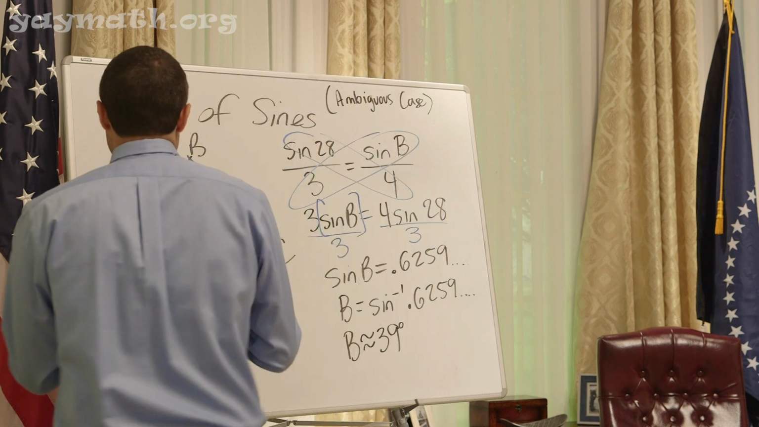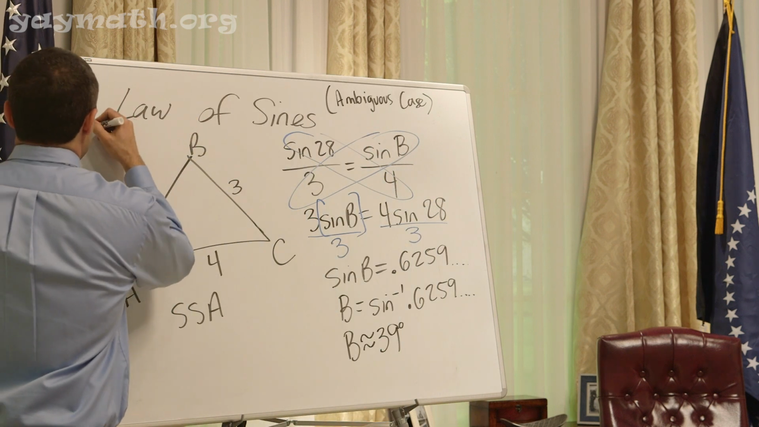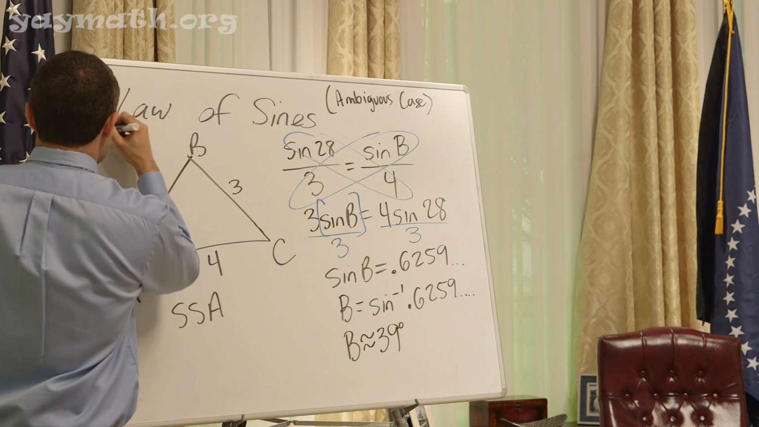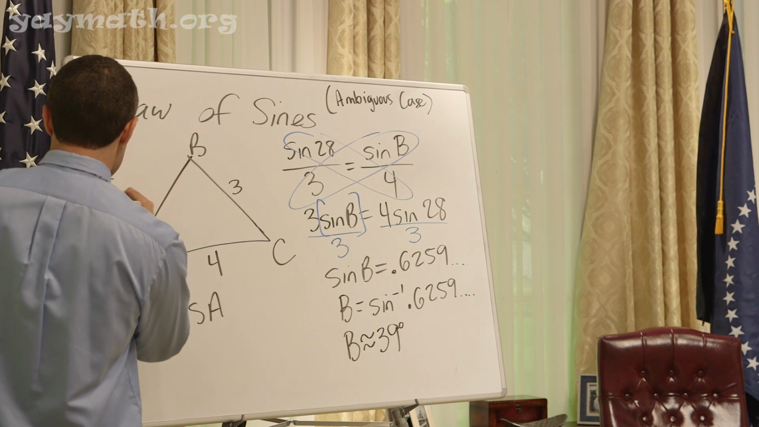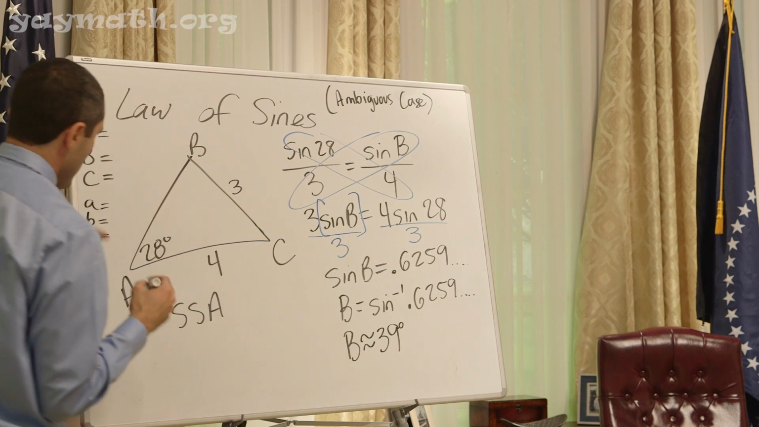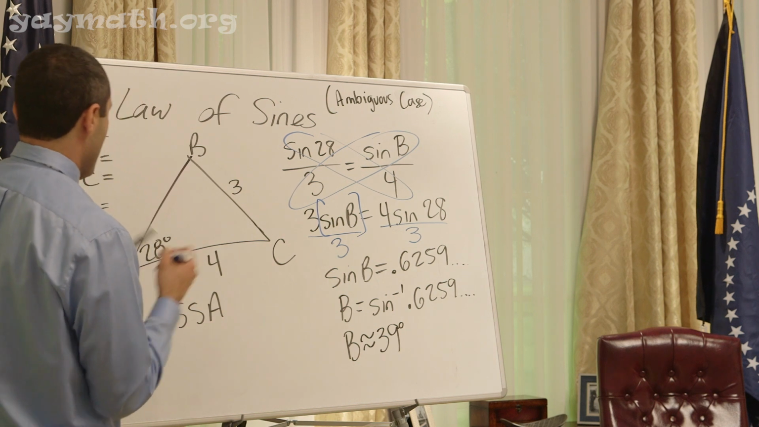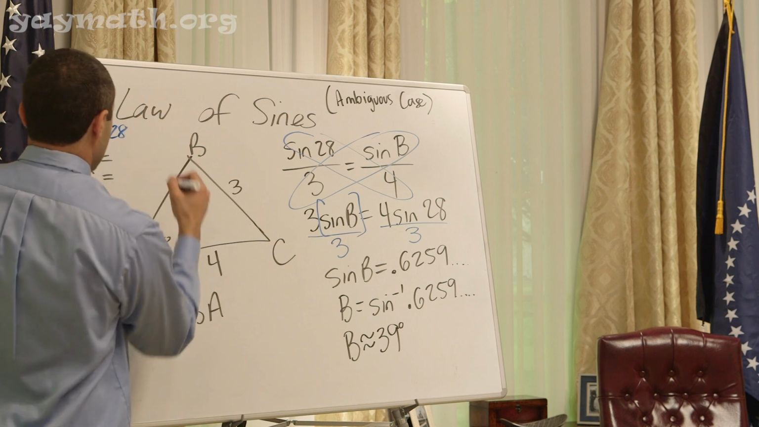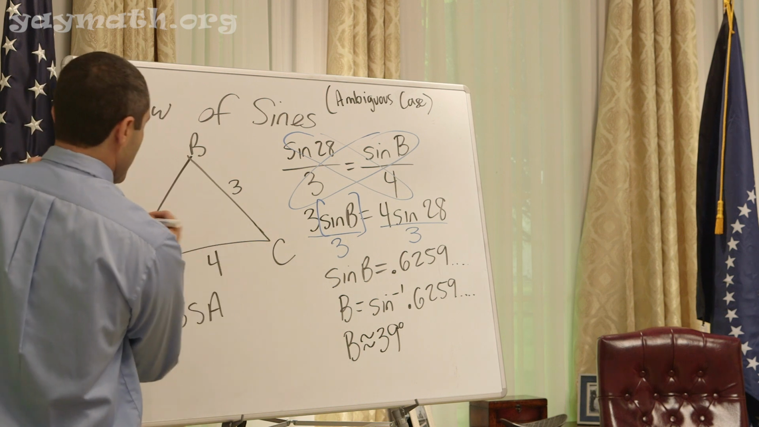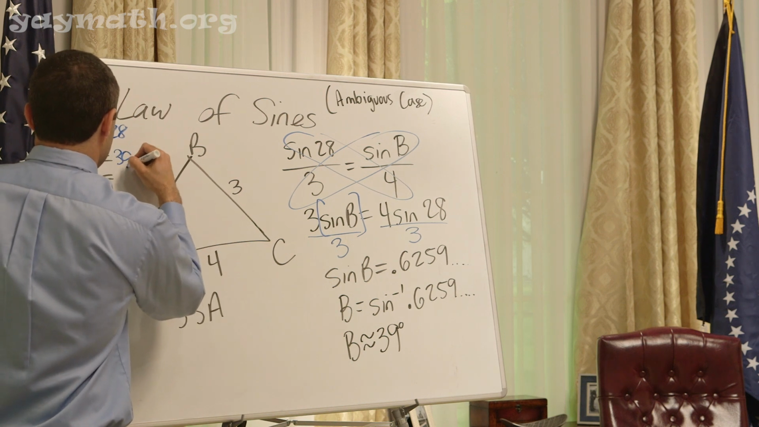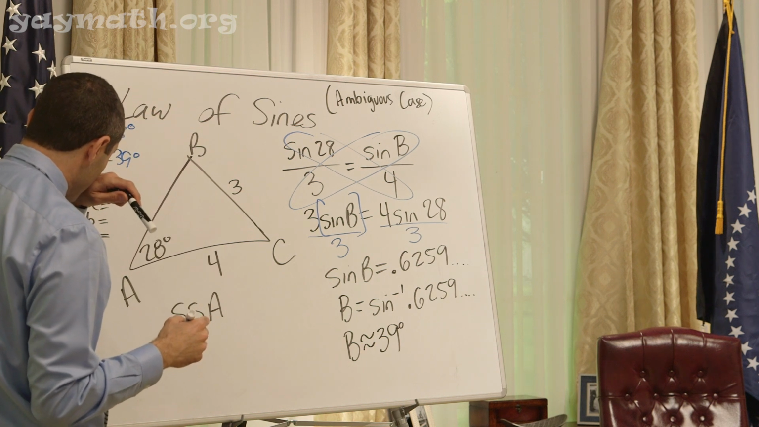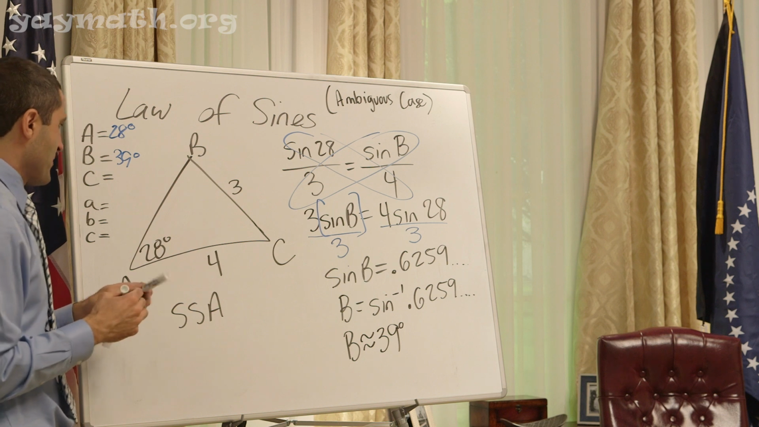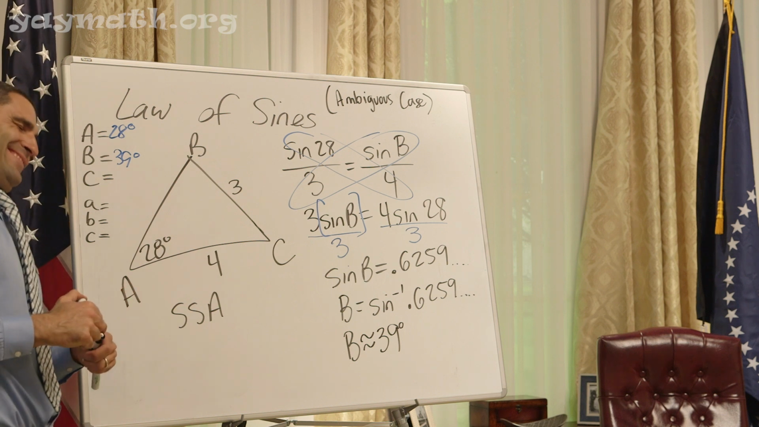Tell you what, let's make a list here. We have angle A, angle B, angle C, and we have little a, little b, little c. Angle A is 28. We had angle B is 39, right? Can you get angle C now for us? Yes, you can.